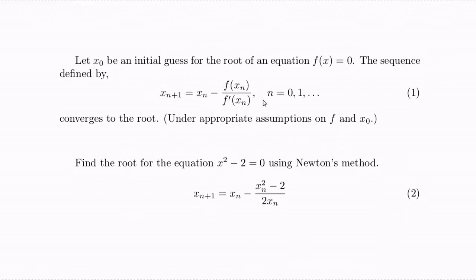I'm not going to get into the math behind this, but we're just going to implement this in Fortran. Specifically, we're going to do a specific example. We're going to find the root of x squared minus 2 equals 0. And this Newton's method looks like this. Here's our original function in the numerator, and the derivative is in the denominator. So this is what we want to do.